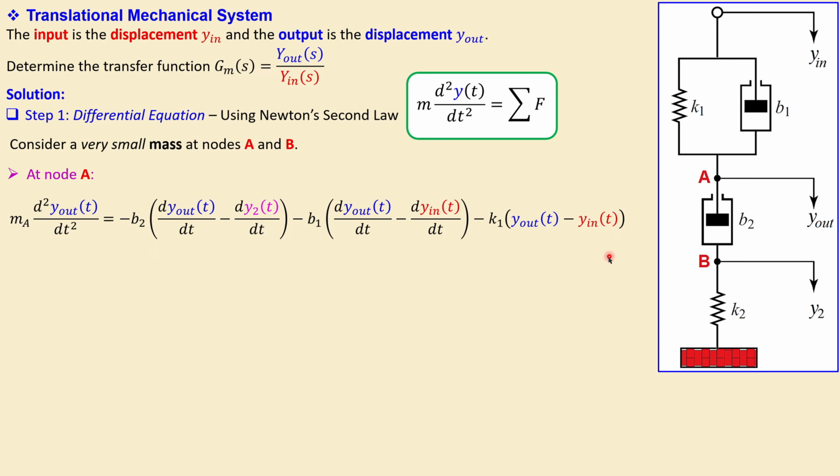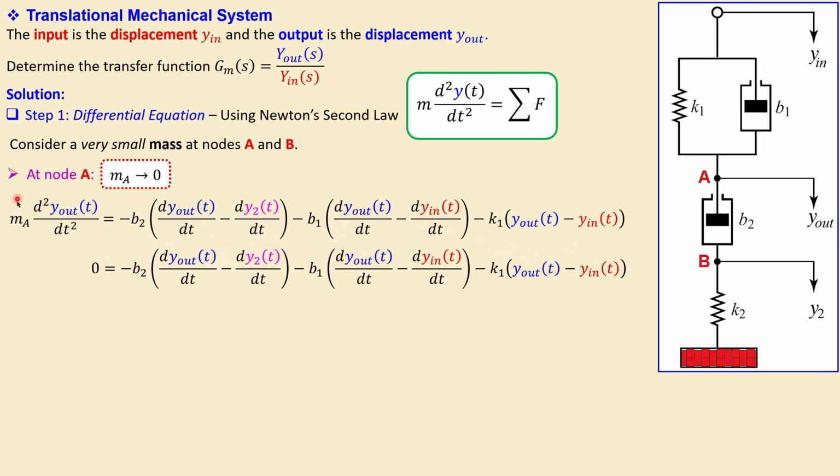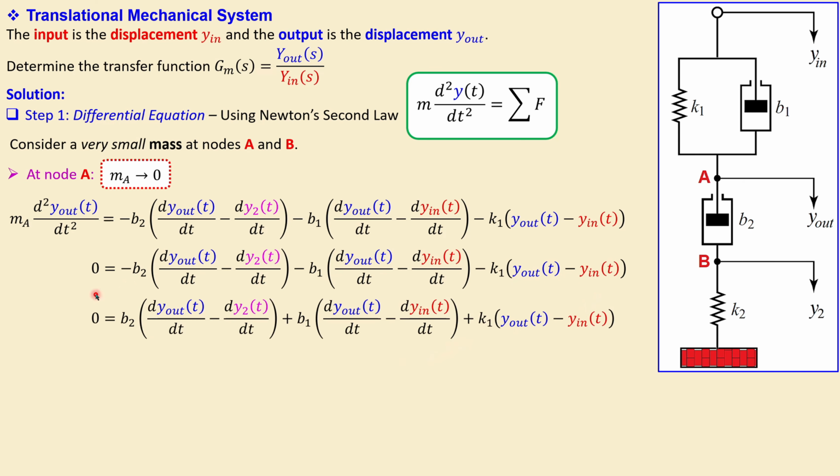Now this is the differential equation for the point A only. Now, considering the mass as 0, because we just assumed something, but now we need to approach that to 0, then this will be 0. And everything is, of course, the same for the right-hand side. Now we can also multiply the left and right-hand sides by minus 1, and you will get this.